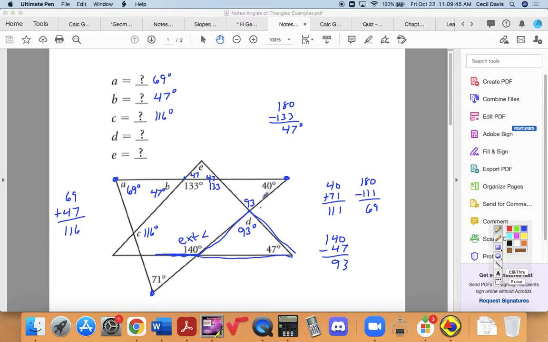It's going to be exterior angles. 133 and 93? 133 minus 47. Yes. Here's a triangle, here's the exterior angle. The exterior angle is equal to the sum of the 2 remote interiors. So I take 133 minus 47. What is that, 86? Yes. Thank you.